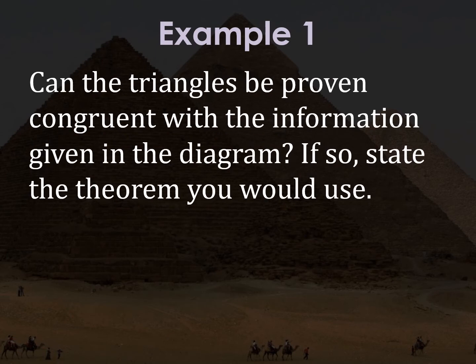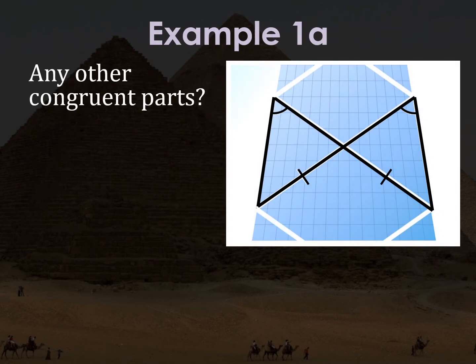Example 1. Can the triangles be proven congruent with the information given in the diagram? If so, state the theorem you would use. So let's take a look at 1A. What do we have? We have one pair of congruent angles. These two angles at the top, those are congruent based on the markings. We also have a pair of congruent sides by the markings. So the question is, are there any other pairs of congruent sides or angles?